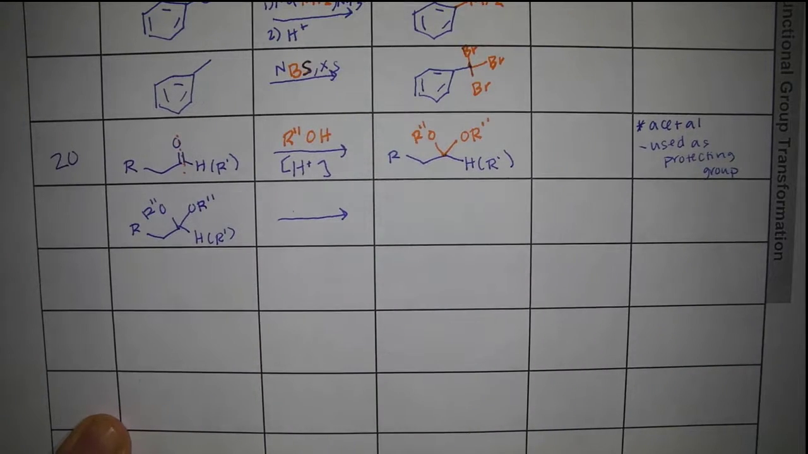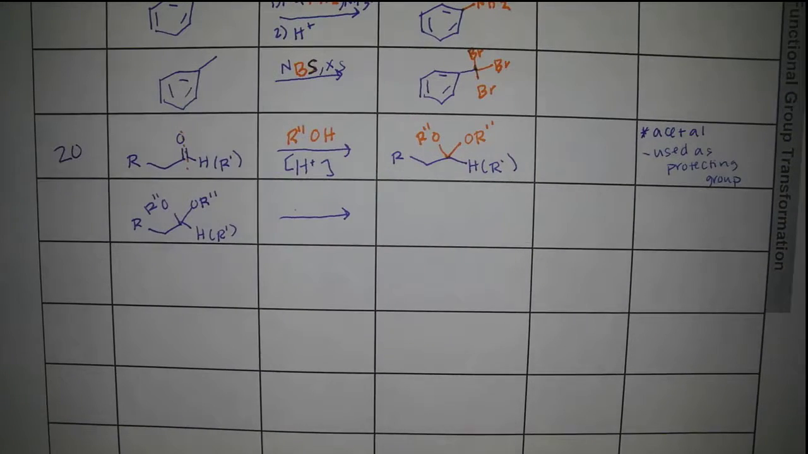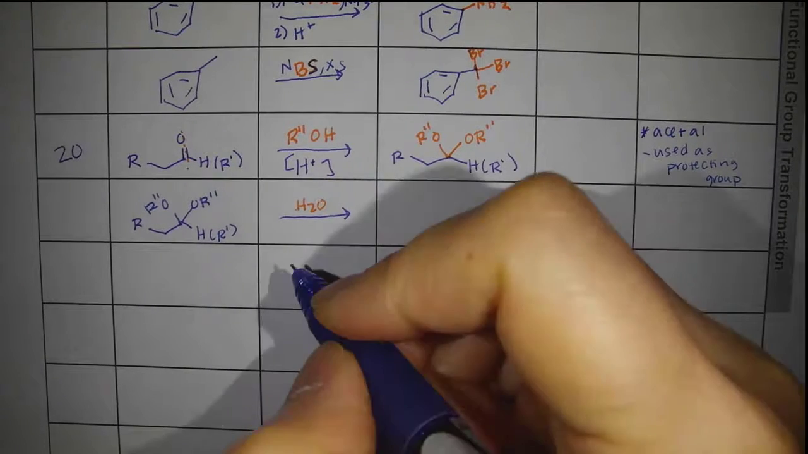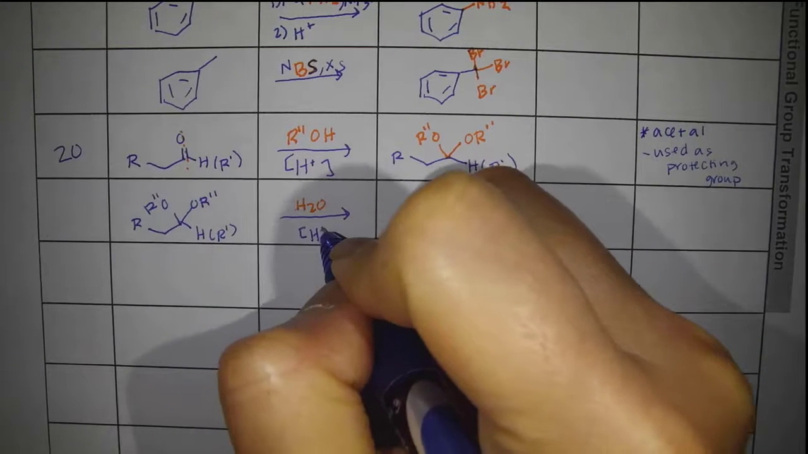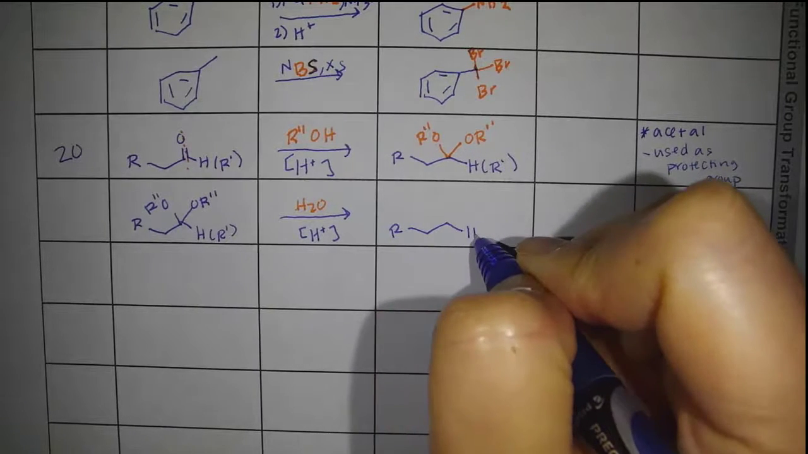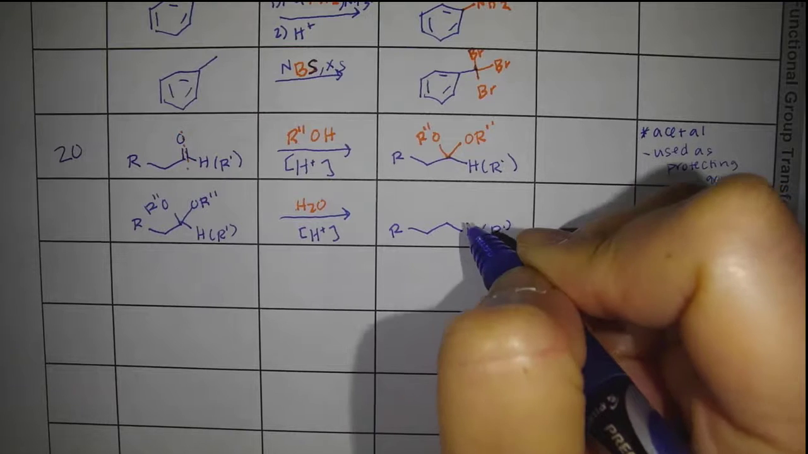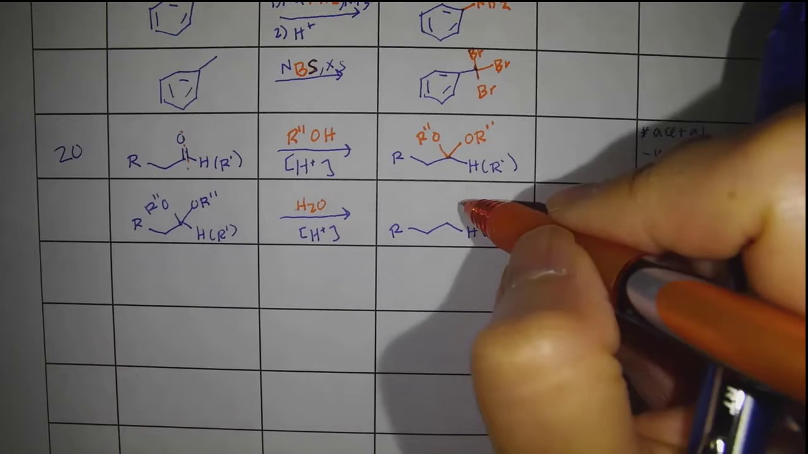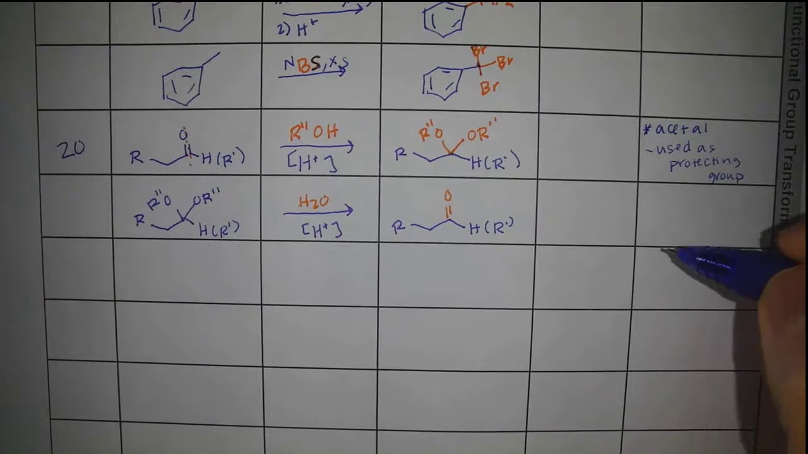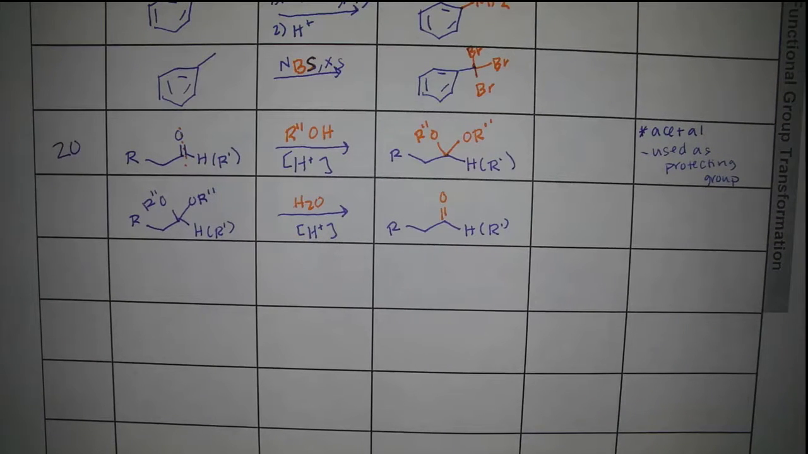To remove the acetal, you just add water and catalytic acid, and that will reform the carbonyl. And you'll be able to see that product in your lab if you haven't done it already.